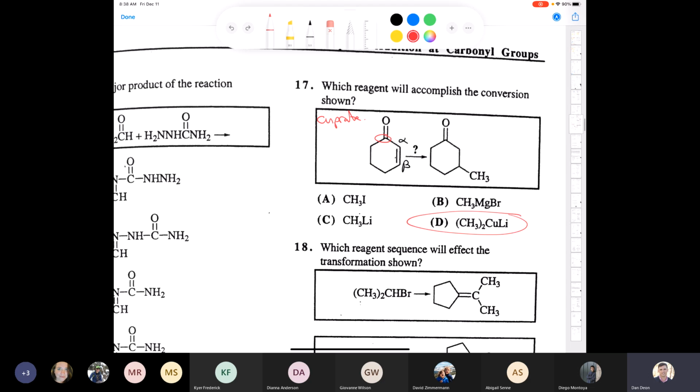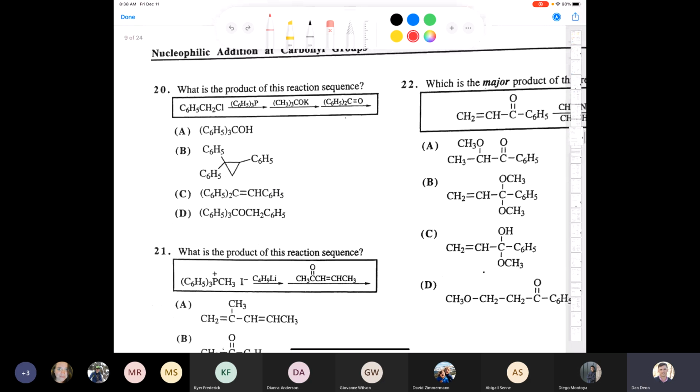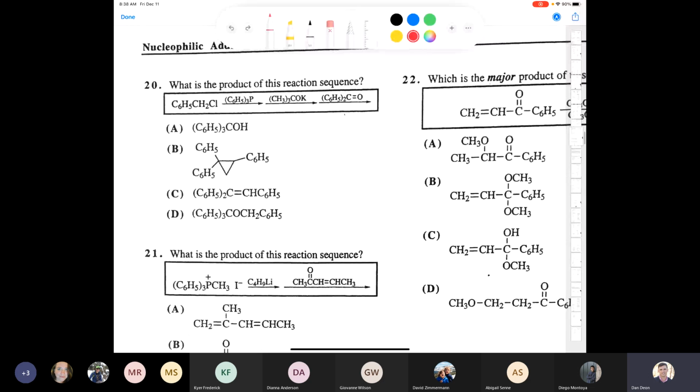Okay, let's move on to number 20. All right, all we're really trying to do today is just get some more review in. What is the product of this reaction sequence? We went over this in the practice quiz that I gave you. Just some classic Wittig chemistry. So first, we're treating, this is benzoyl chloride, and we're treating that with triphenylphosphine, right?